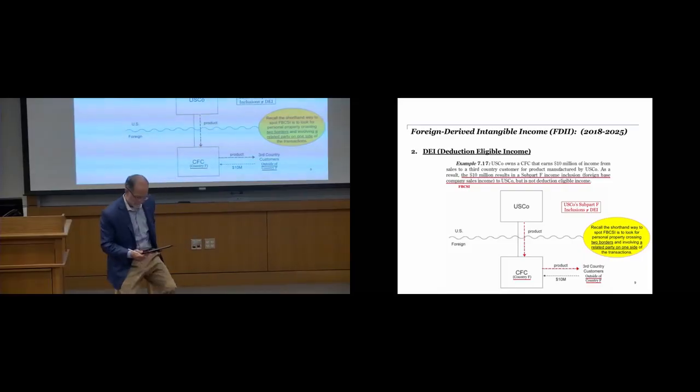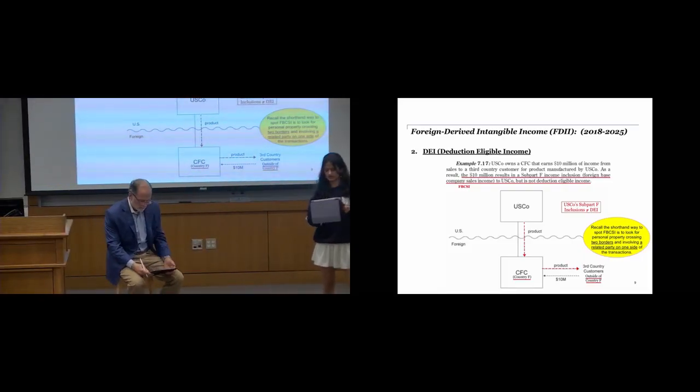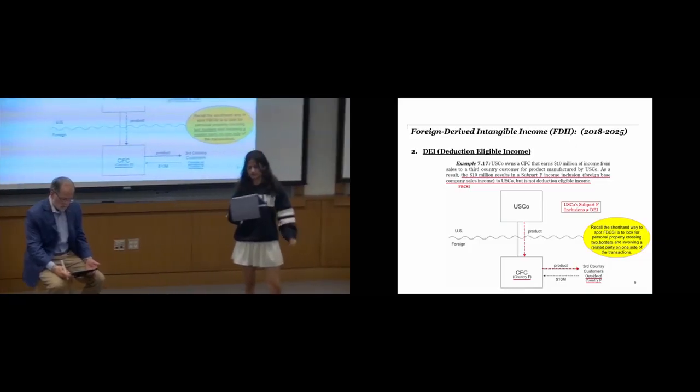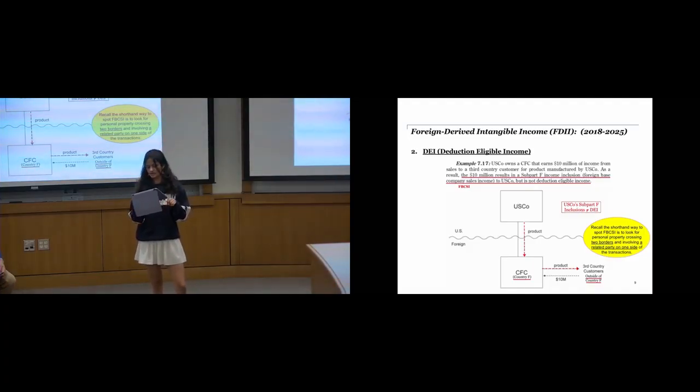So for this example, USCO owns a CFC that earns $10 million of income from sales to a third country customer for a product that's manufactured in the US. So it's crossing two borders with a related party on one side, which makes it subpart F income. And then because of that anti-deferral regime exclusion, it won't be included in our DEI.